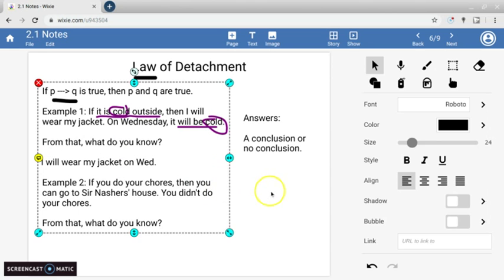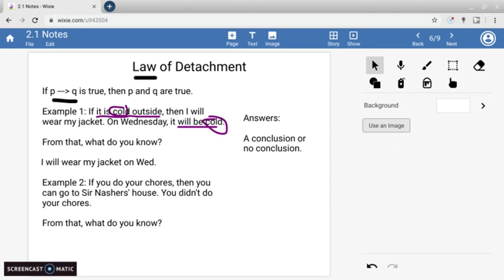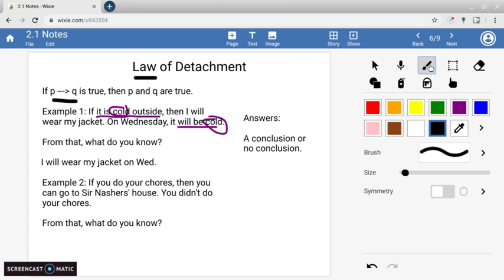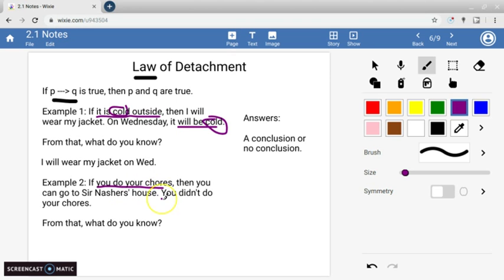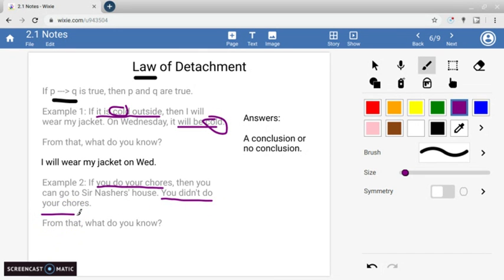And then example 2 is, if you do your chores, then you can go to Sir Nasher's house. You didn't do your chores. So remember, there can be a conclusion or no conclusion. Well, let's see about this. Do things match up? You do your chores. You didn't do your chores. Do those match up? No. Now, this is the hard thing. Most of you might have thought that means you're not going to Sir Nasher's house.